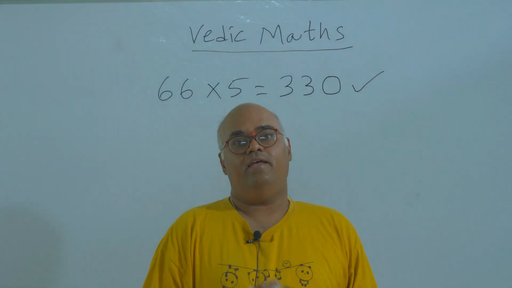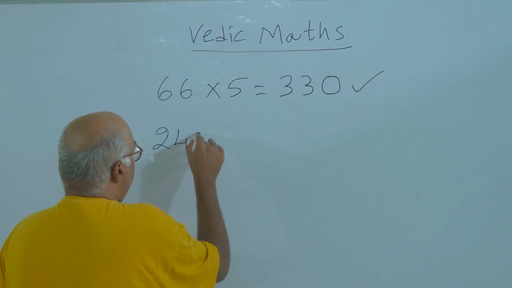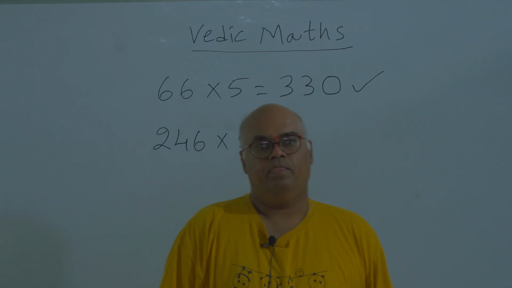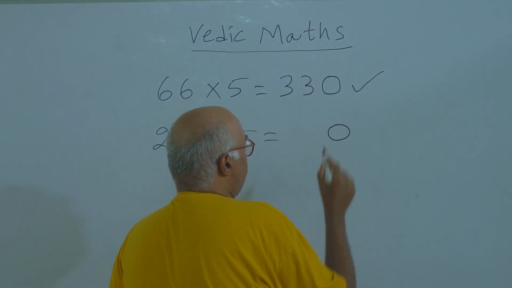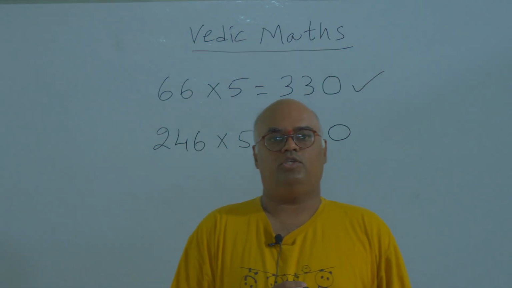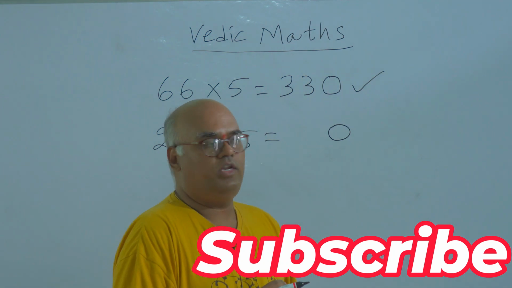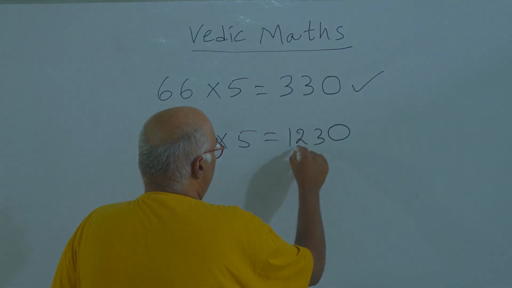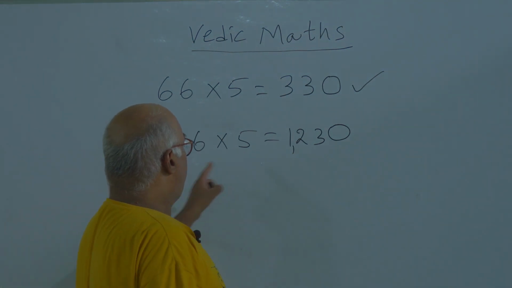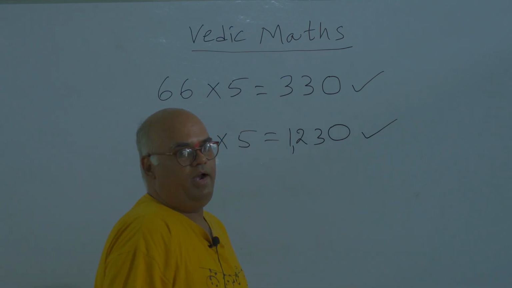Now I will take a 3-digit number. For example, say 246 into 5. So 246 is an even number. So put 0 in the unit place of the answer. Now to get the left portion of the answer, find half of 246. Half of 246 is 123. So 246 into 5 is equal to 1230. This is the required answer.